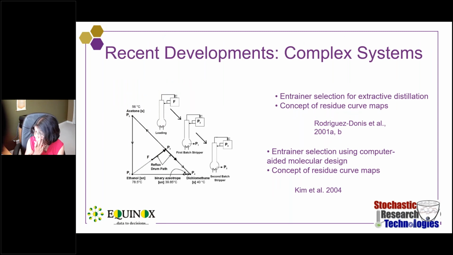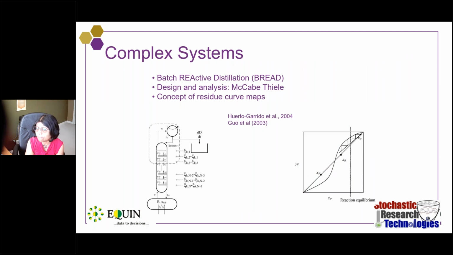In recent developments in complex systems, you will see that the group in Germany has worked on how you select entrainers for the stripping as well as rectifying sections of a batch column. Okay, they have given heuristics. It's very nice work, and we actually use computer-aided design and the concept of residue curve maps to design the solvents for batch columns. Okay, so those are the things which came up in complex systems, and then also some work on reactive distillation. Again, the concept of residue curve maps has been used for the reactive distillation area, but only equilibrium reactions were considered, and the McCabe-Thiele diagram. And it's again some nice work on reactive distillation.